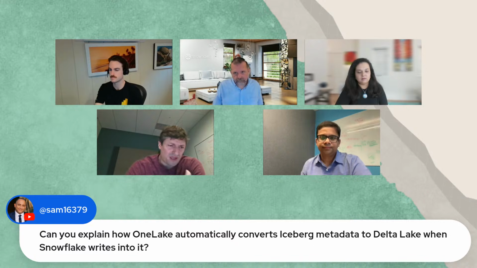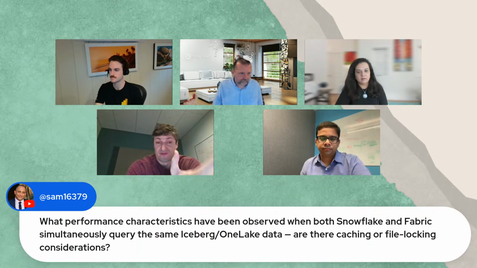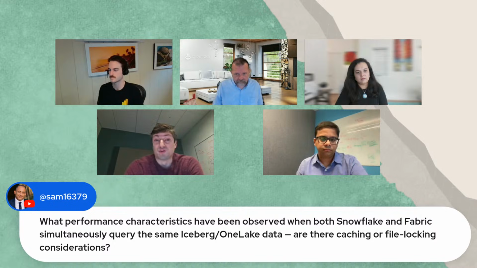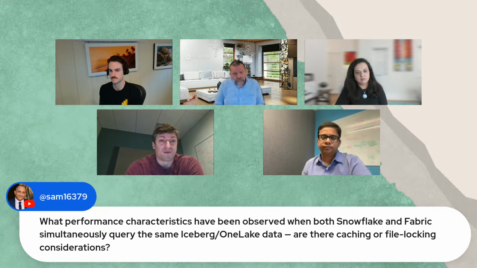So if you're trying to read from Snowflake, any data that's written in OneLake from any Fabric engine, whether it's Power BI or a data warehouse, will also be automatically converted from Delta Lake to Iceberg, so it can be used in Snowflake or any other engine that only knows how to read Iceberg.